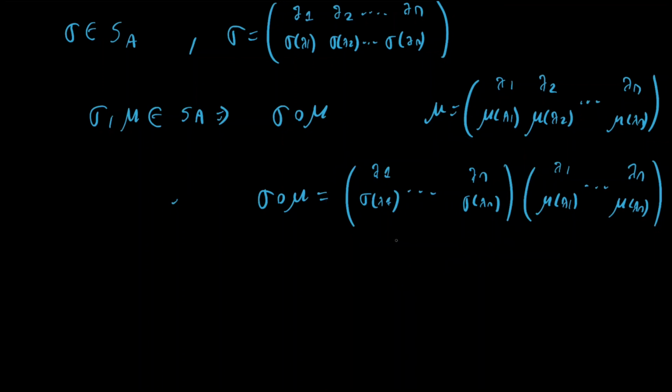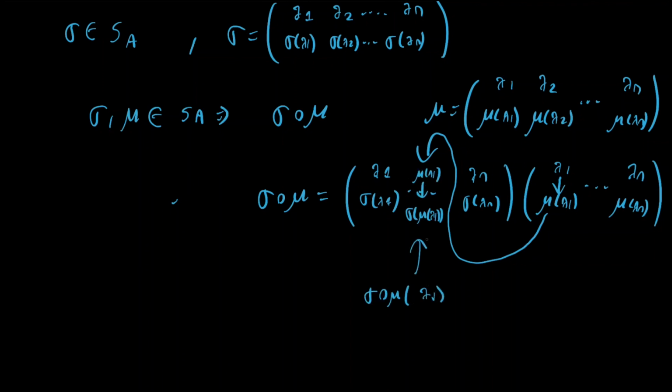So for example, imagine we want to see where A1 goes under this composition. Well, we first see where A1 goes, and we see that A1 goes to mu of A1. Then we go inside here, we see where mu of A1 is in this, and maybe sigma sends it to this element here. So it also gives a pretty graphic way to multiply together permutations.